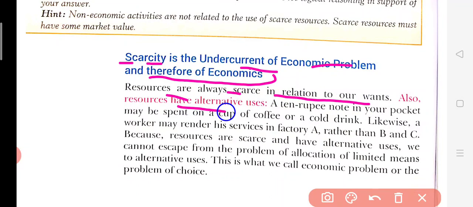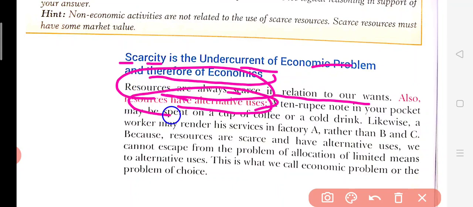Also, the resources have alternative uses. Resources are scarce, yes, means they are limited, and also they have alternative uses. Like coal can be used for cooking purposes. Coal can also be used for making iron or iron goods. So here two alternative uses can be seen. There are other uses also. Like by coal you can produce electricity also. So there are alternative uses.